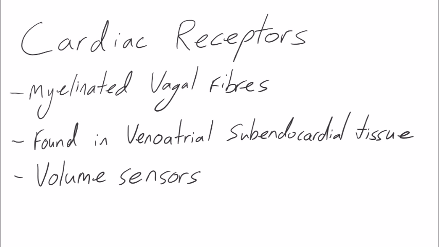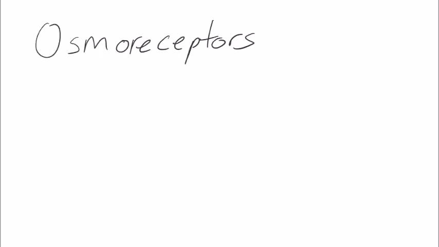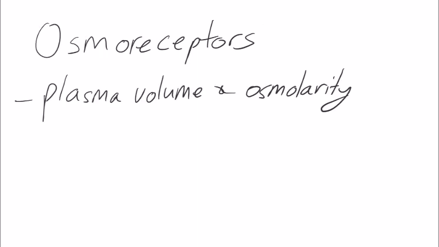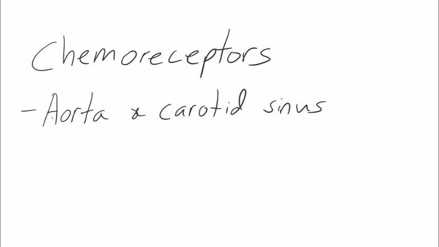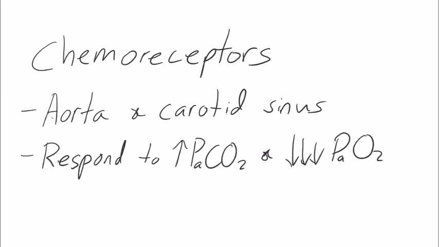The third receptor is the osmoreceptor. These are found in the supraoptic and paraventricular nuclei of the hypothalamus in the brain, and they sense changes in plasma volume and osmolarity, releasing hormones to respond accordingly. Our fourth type of receptor is the chemoreceptor. These are found in the aortic and carotid bodies next to the systemic artery baroreceptors and respond most strongly to the arterial pressure of carbon dioxide. They also respond to a lesser extent to the arterial pressure of oxygen and will trigger increased respiration if hypercapnia or hypoxia are detected past a certain threshold.